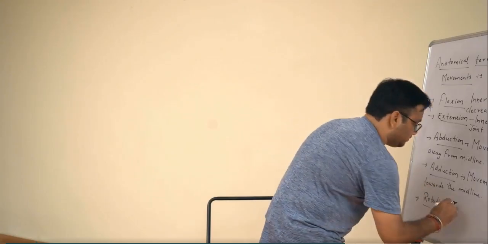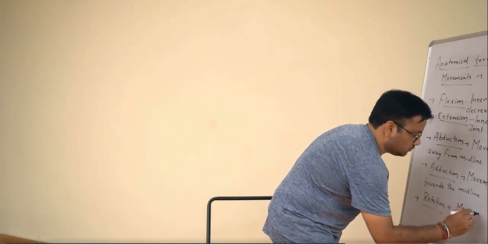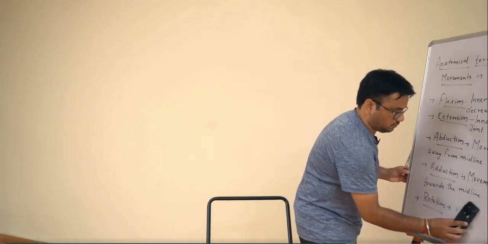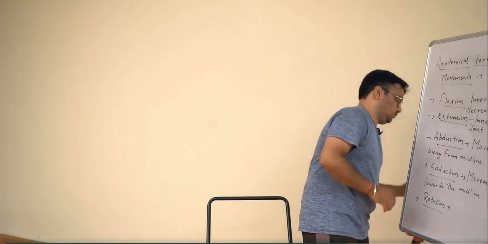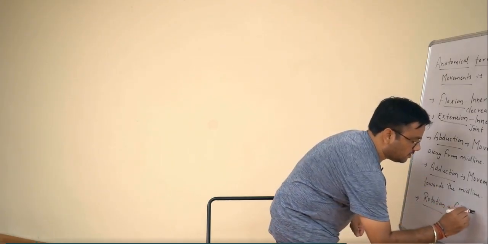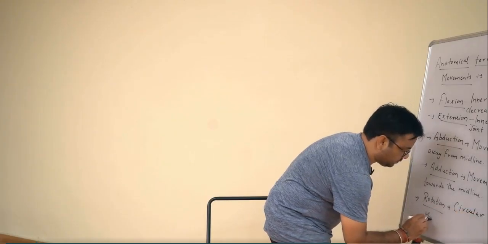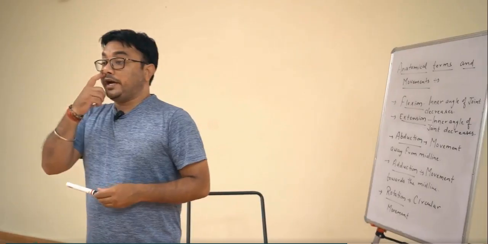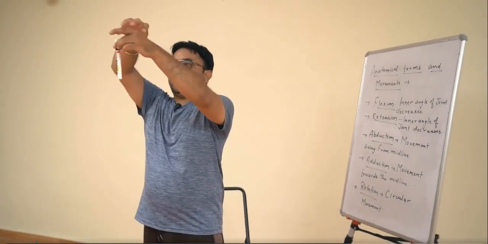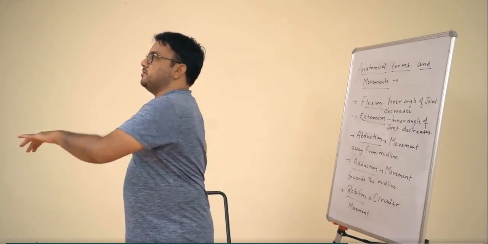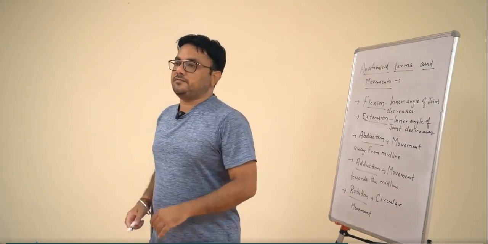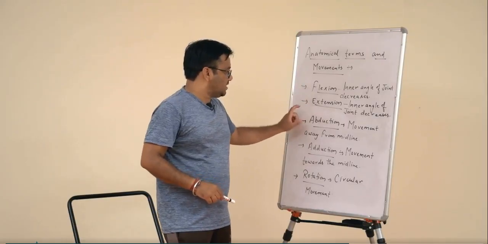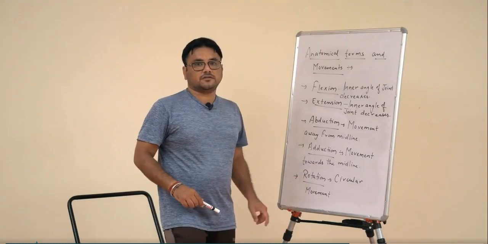So rotation, the movement around, or we can say circular movements. The circular movement around one axis, that we call rotation, that we call the twist also in general term. So these are some important terms that we have discussed: flexion, extension, abduction, adduction, and rotation.